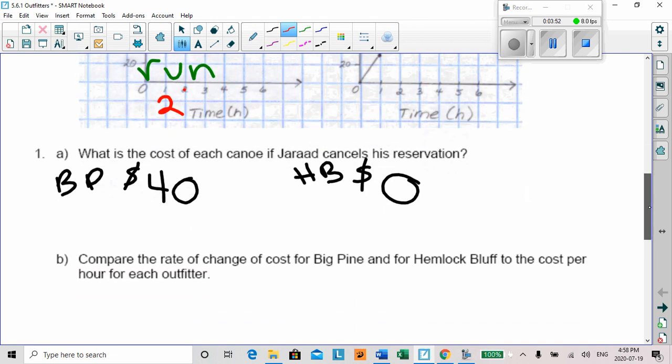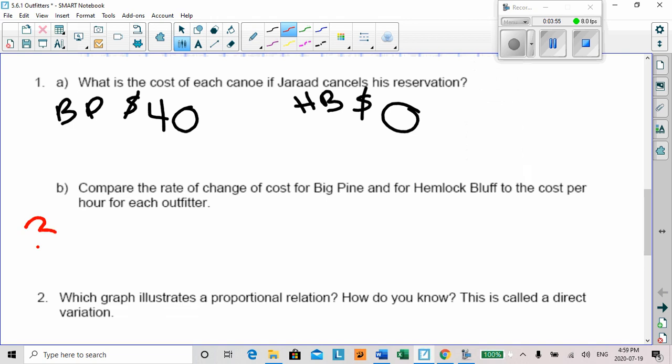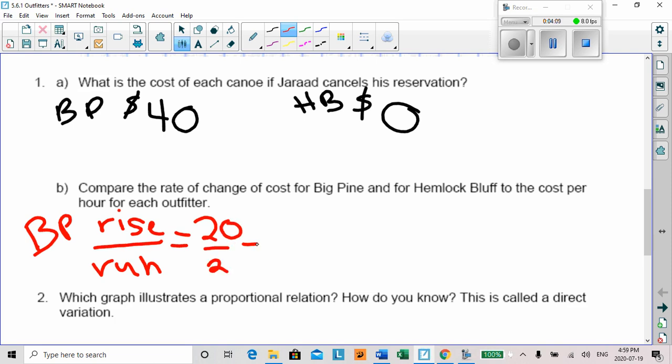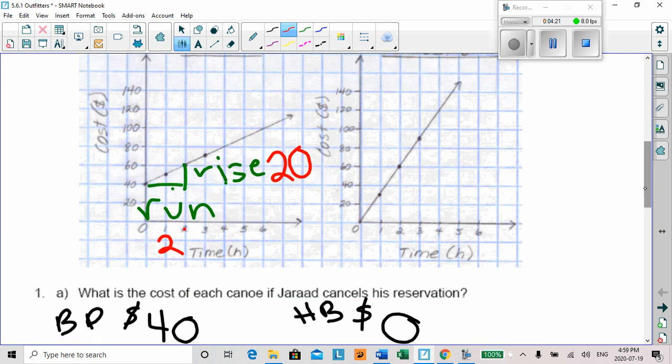So the rate of change for Big Pine, remember it's rise divided by run, that would be 20 divided by 2, and that equals 10. Okay, and now let's do Hemlock Bluff the same way. So we have to go to our graph and we pick 2 points that we can easily identify. So I can see that this one is easy to identify, and back to the 0.